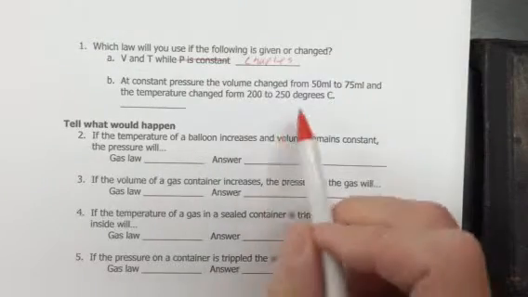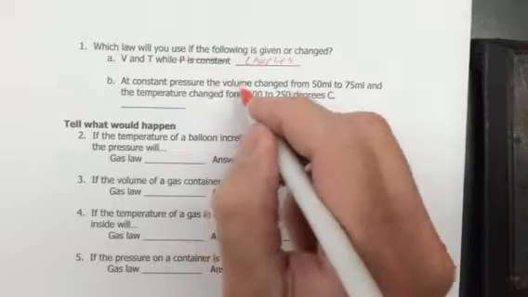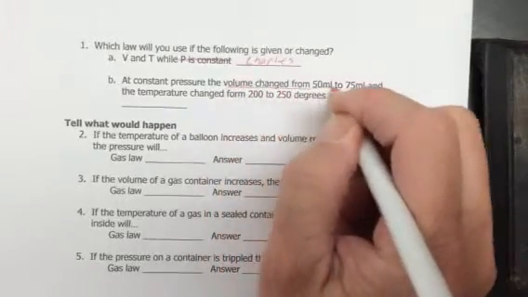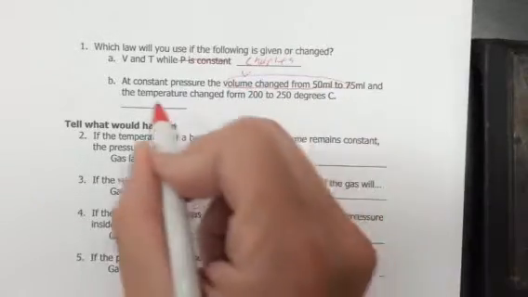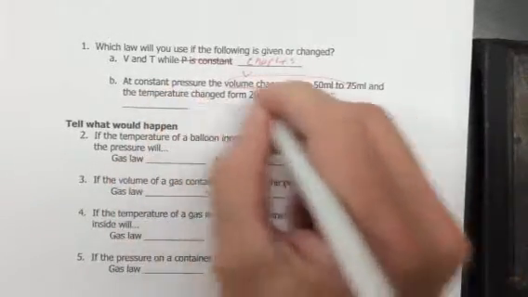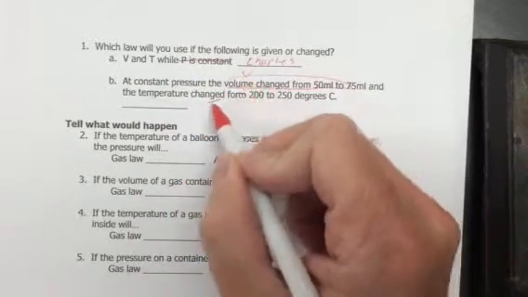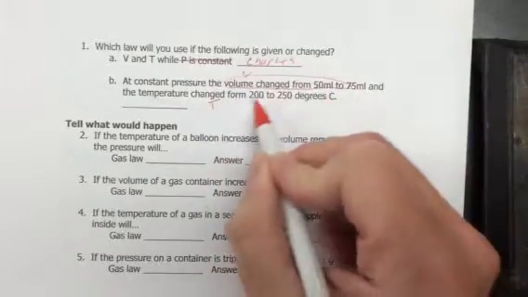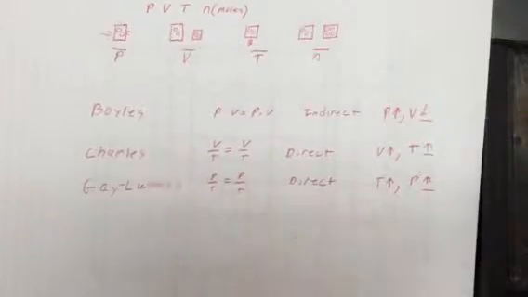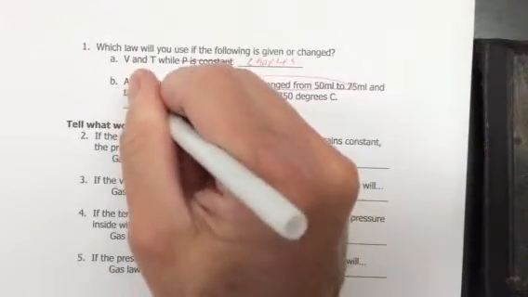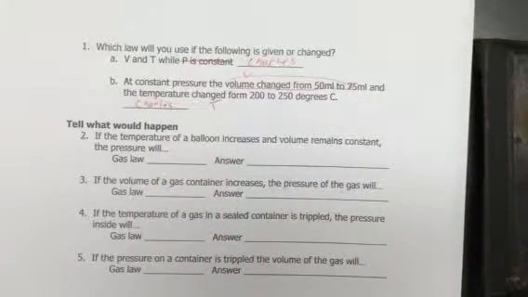Okay. Then we might have some with some numbers in there. It says the volume changed. I like to write V above that. And the temperature changed, so we're talking about temperature. So we're saying which law has volume and temperature in it. I don't care about the numbers. I'm just looking for the variables V and T. So V and T would be Charles's law again.